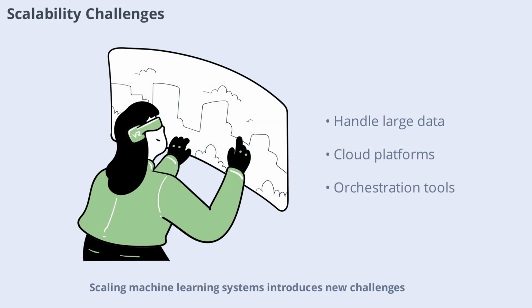Scaling machine learning systems introduces new challenges. Teams must design infrastructure that can handle large volumes of data and requests. Cloud platforms, containerization, and orchestration tools like Kubernetes help address scalability in MLOps.